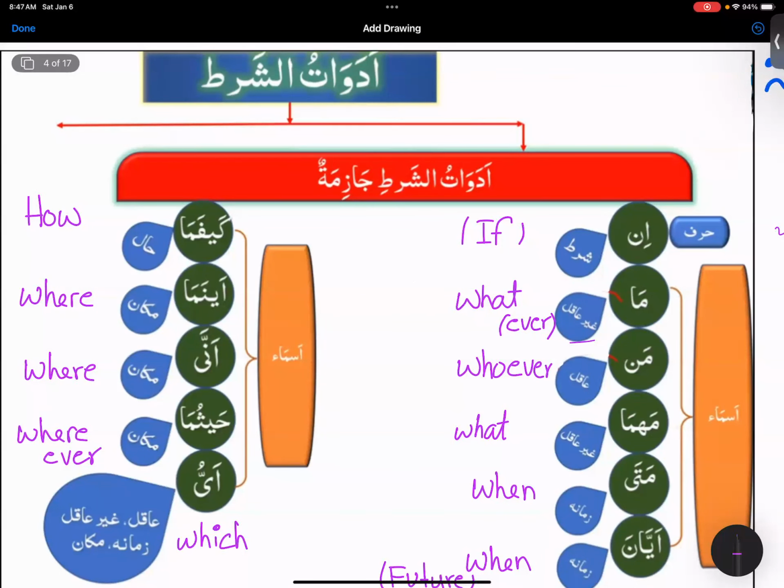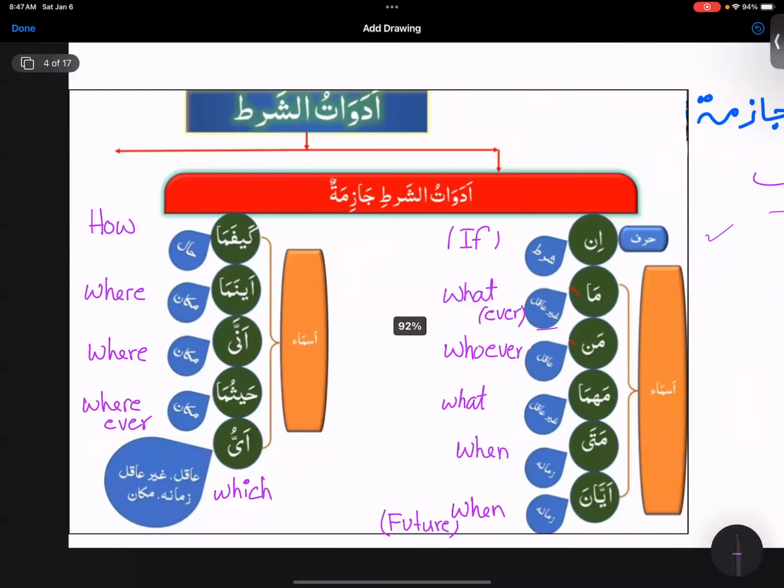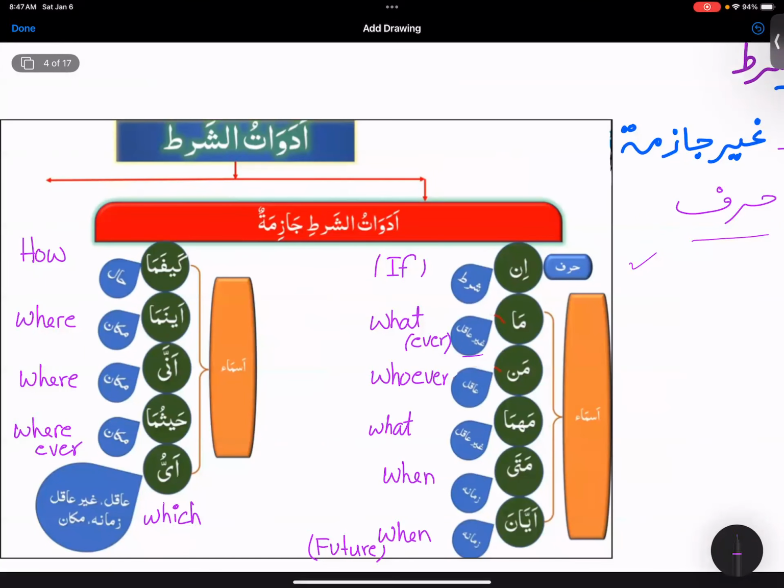Then haythuma. Haythuma again, this is makan, wherever. And then we have ayu as well. Ayu can be used for akil, ghair akil. It could be zarf zaman or it could be zarf makan. So it could be many things. Right? So we are supposed to memorize this list.